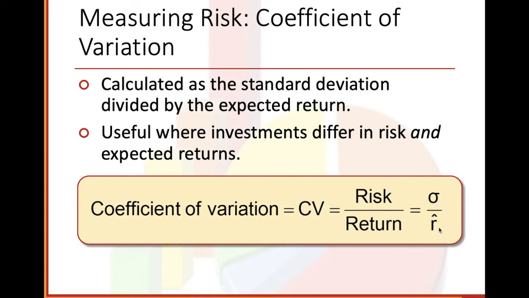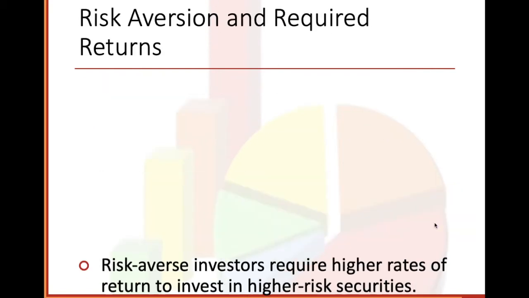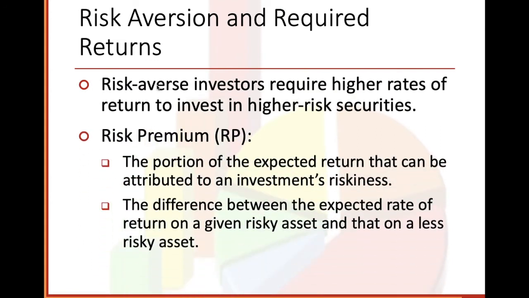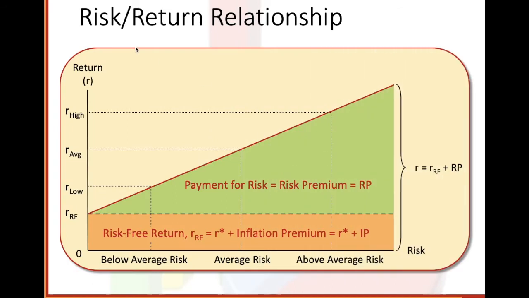Okay. So, risk aversion and required returns. Risk-averse investors require high rates of return to invest in higher risk securities. Risk premium, RP, is the portion of the expected return that can be attributed to an investment's riskiness: the difference between the expected rate of return on a given risky asset and that on a less risky asset.